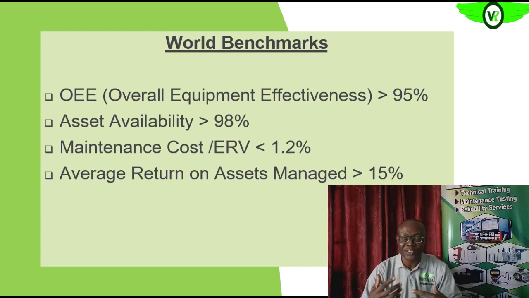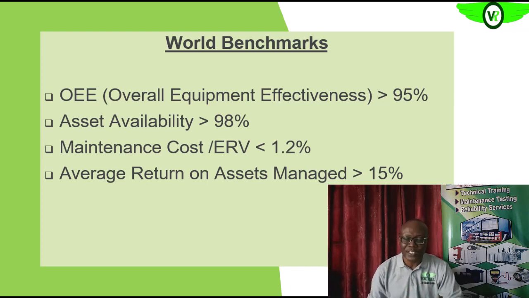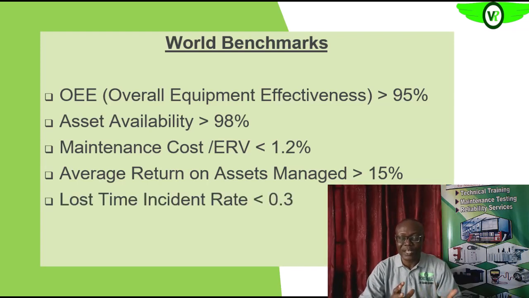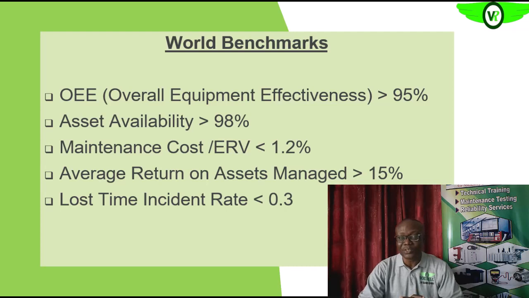Okay, so you see that it is more than 15%. Then the lost time incident rate, the amount of time that will be lost to safety incidents, will be less than 0.3%. As we'll see later, a reliable plant is definitely a safer plant. So once we are able to be successful in integrating the reliability of our assets, then the lost time incident rate must be very, very low.